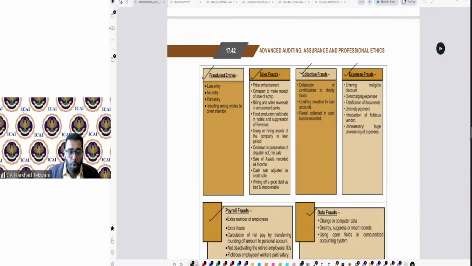Expense fraud: overcharging of expenses, overcharging of OPE, falsification of documents for claiming an expense, inappropriate claim of expenses. All those things come into expense fraud.